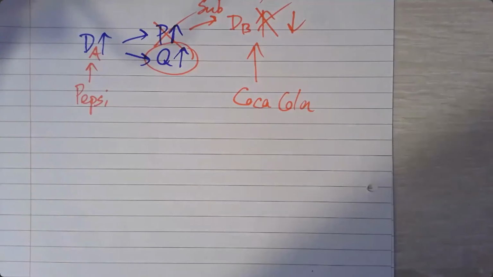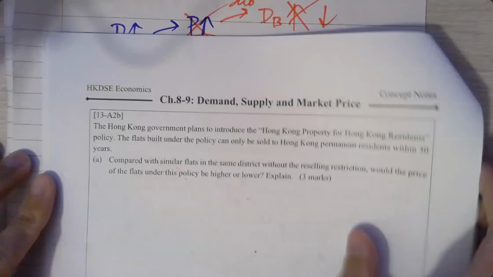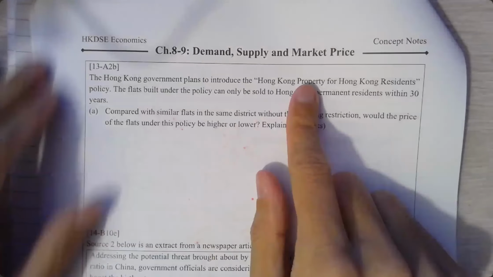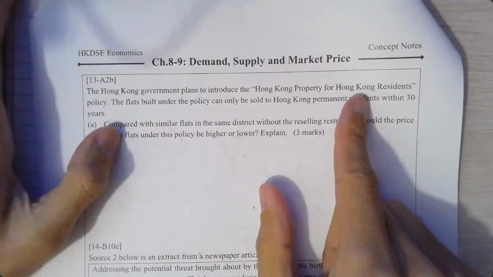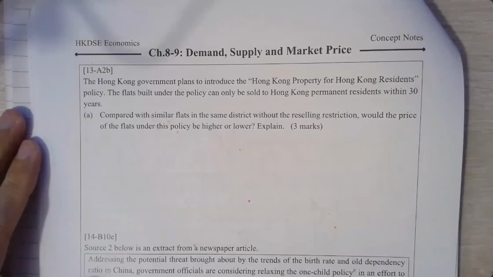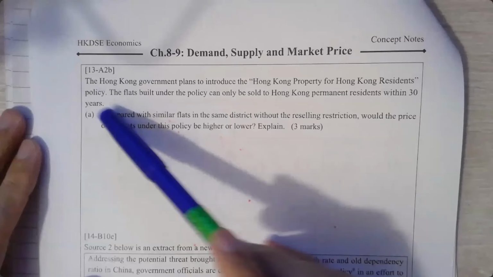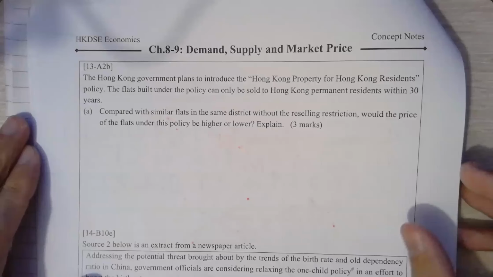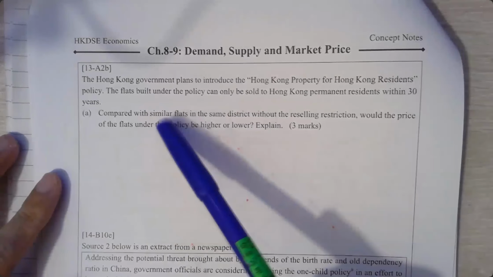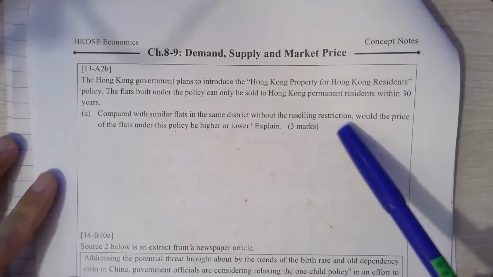OK, now boys, good with me. I think we have 2 more pages. Yes, 2 more pages and we are done. 3條咋。Now the government plans to introduce Hong Kong property for Hong Kong resident, 即係港人港地咯。The flats built under the policy can only be sold to Hong Kong permanent resident within 30 years, 係咪啊？Compare with similar flats in the same district without the reselling restriction.